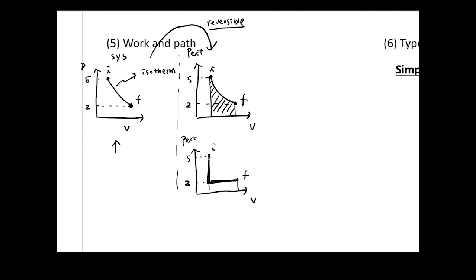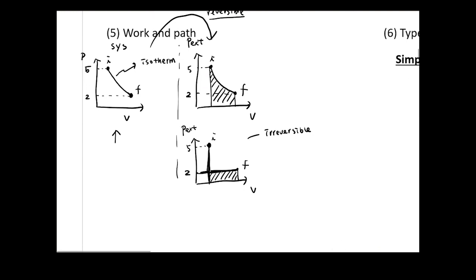Therefore, the work you can do is this much. So you know the pressure will quickly reach 2 atm. So the work you do will be just simply this small area. Apparently you can see that's the reversible on the top and the irreversible at the bottom. Eventually they reach the same final state.